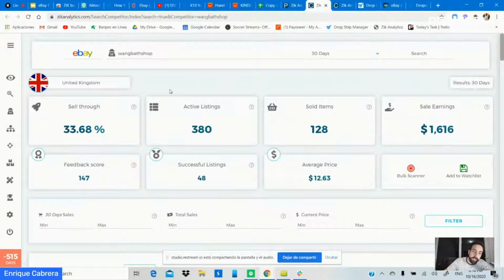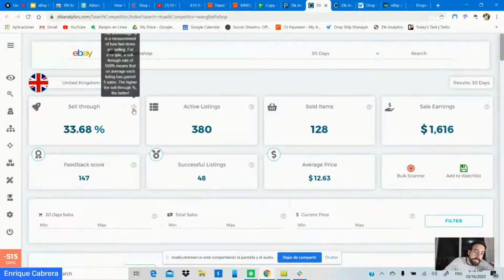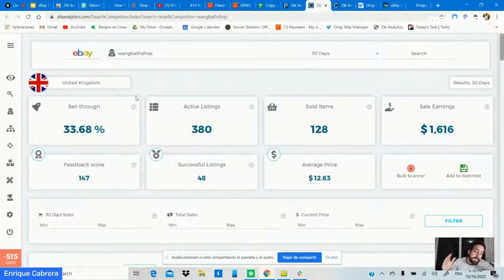If you want to save a seller, you have to analyze the following topics. The first one is the sell-through rate, right? The sell-through rate is the measurement, on average, of how fast the products are being sold on this seller's store. If you see a percentage of 500%, that means that on average this person is selling 5 items very quickly in 30 days. That means this is a great seller that you may want to follow and see what this person is doing well that may help you as well.